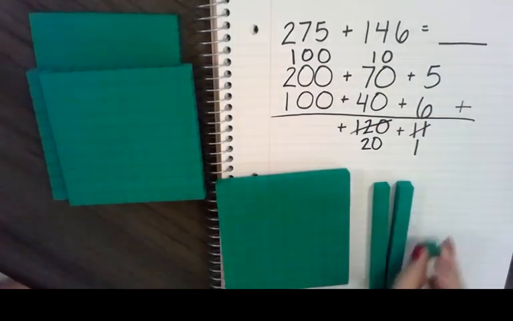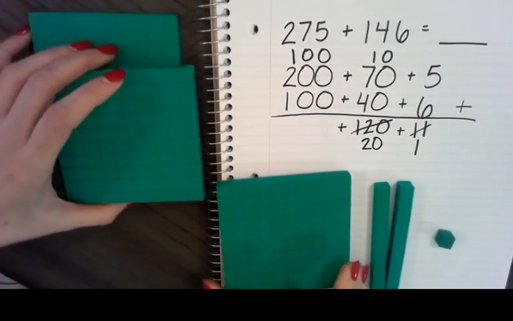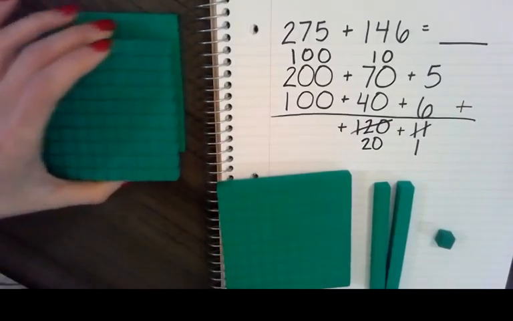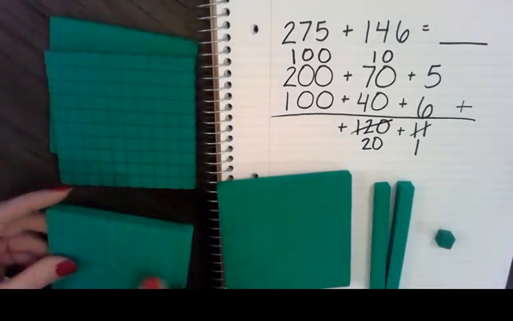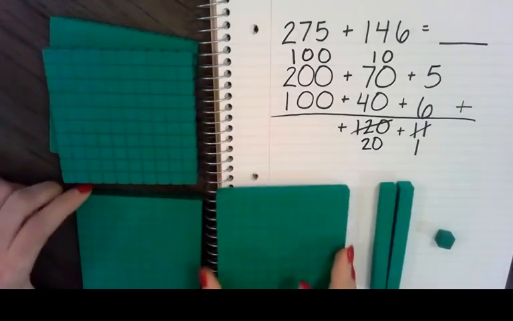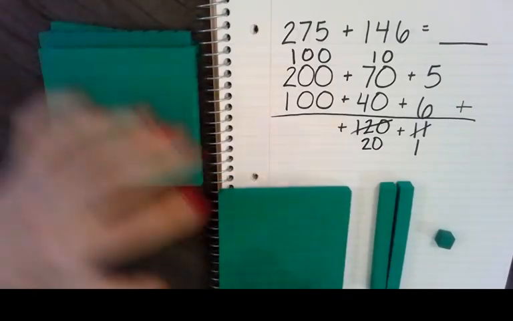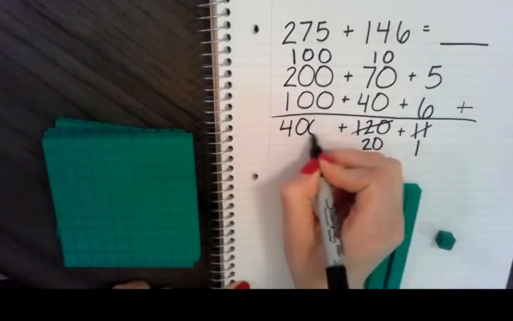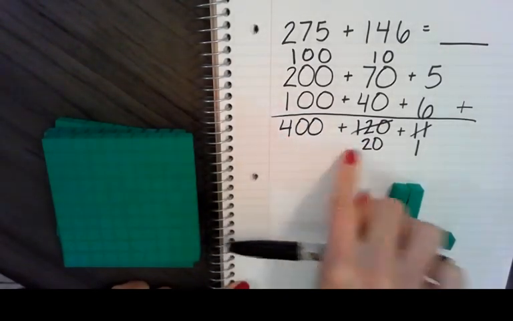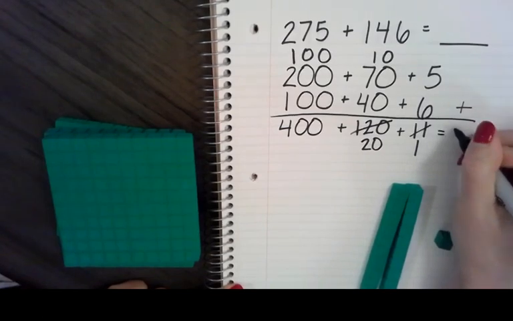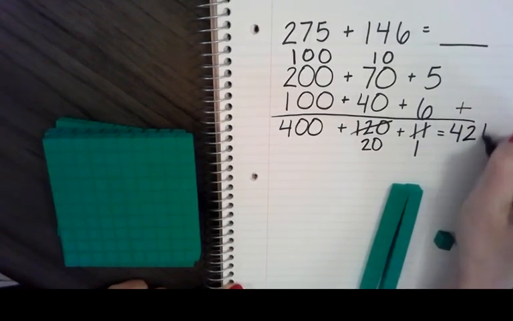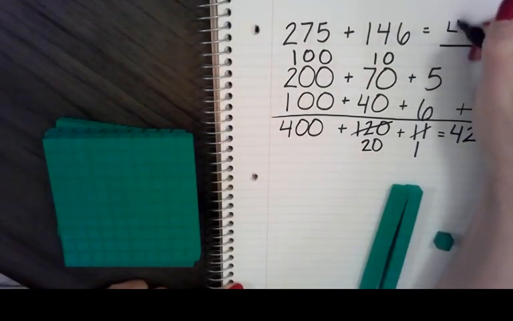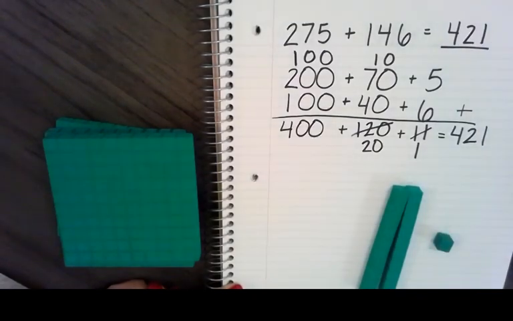So finally, I need to add my hundreds together. So I have the 200, 100, and the 100 I regrouped. So 200, 300, 400. And now I'm going to add 420 and 1 together. That gives me 421. That's my answer. Right?